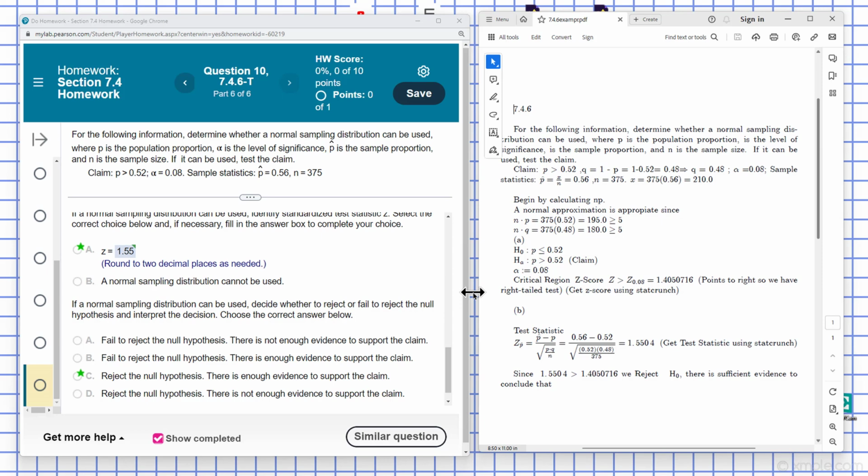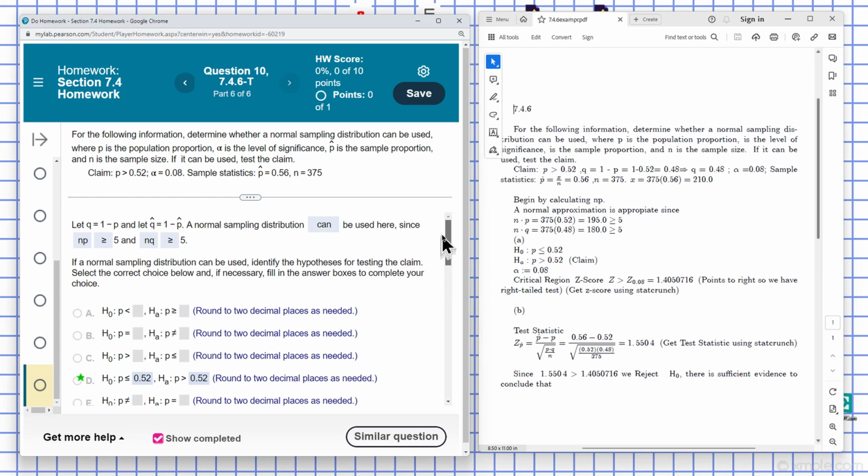So we have the claim, P is greater than 0.52. So we have to test it by finding N times P and N times Q, which have to be greater than 5. So we have to find our Q. I find my Q to be 1 minus P, 1 minus 0.52, which is 0.48. Q is 0.48.